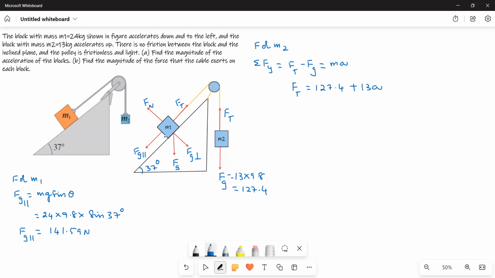Now we have to write the force equation for m1. Now we will write sigma Fx. Sigma Fx is equal to, it is going down. So that is why Fg parallel minus F tension is equal to m1a. Sorry, this is m1, that is m2a, and this is m1a.